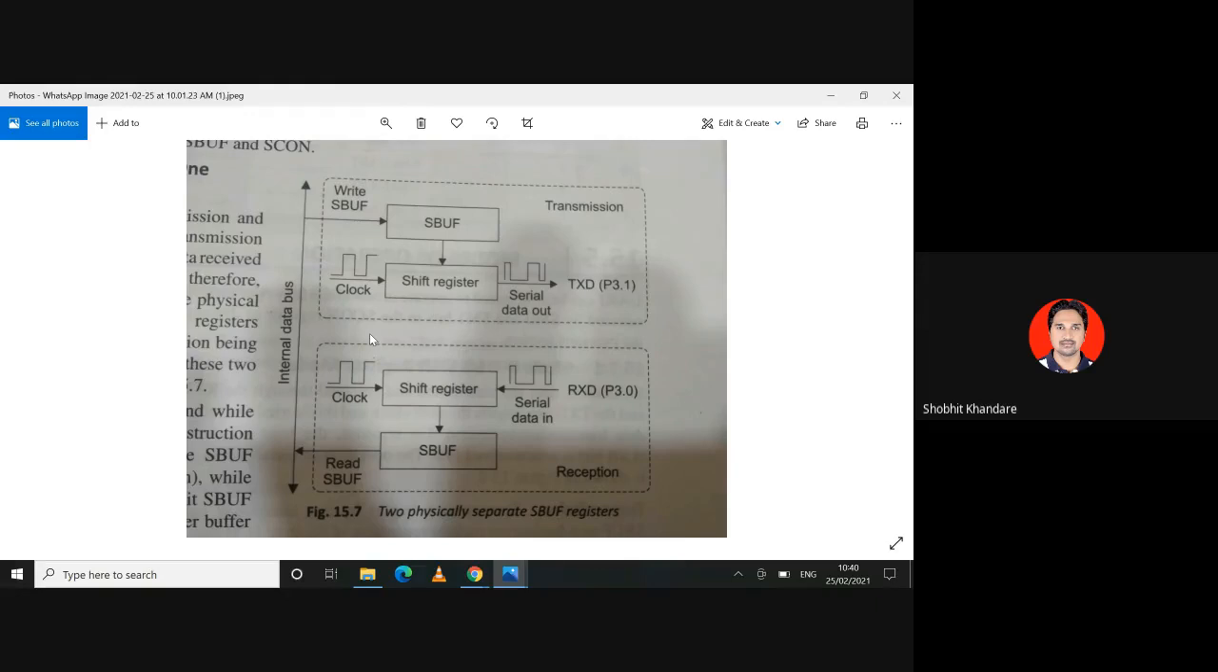Instruction MOV A, SBUF will read received data from the receive SBUF register, while the instruction MOV SBUF, A will write data to the transmit SBUF register.